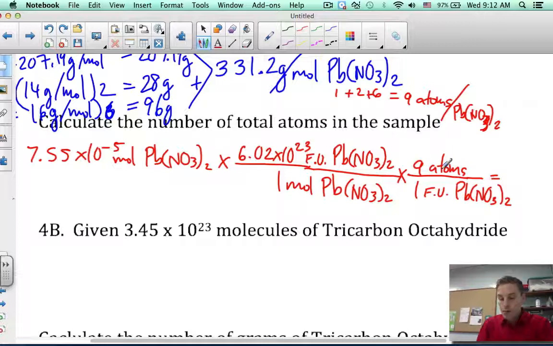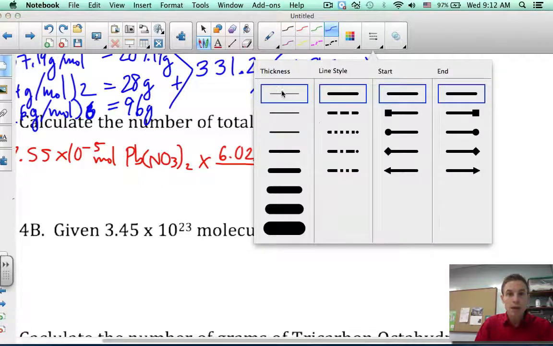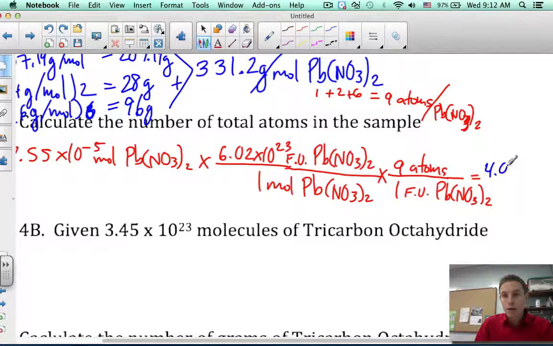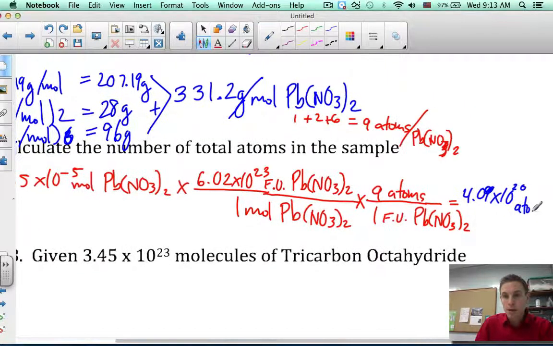I'm going to multiply that times 6.02 times 10 raised to the 23rd. I get 4.54 times 10 to the 19th formula units, but that's not my answer. Then I multiply that times 9, and what I get is 4.09. I'm going to put my answer in a different color ink here. I get 4.09 times 10 to the 20th atoms. And that's it.